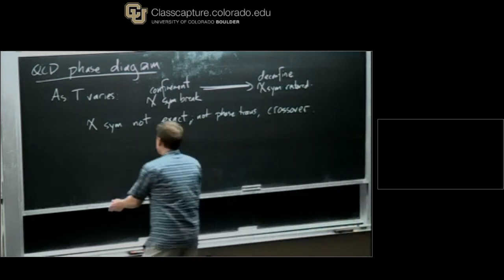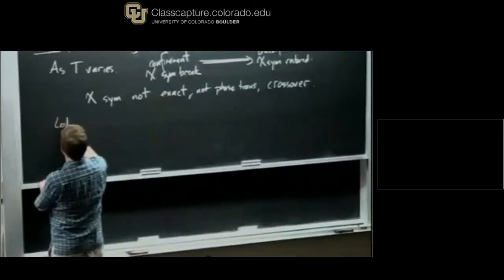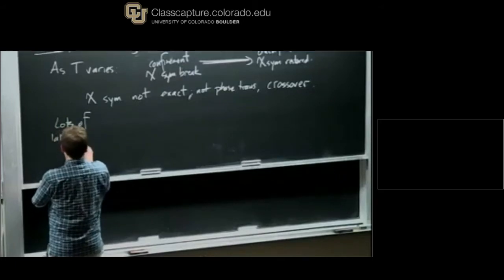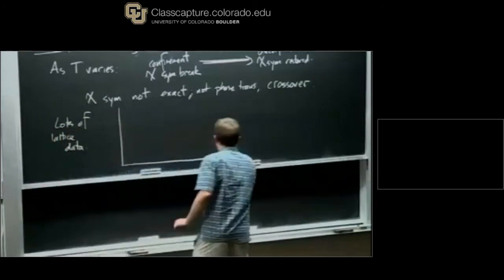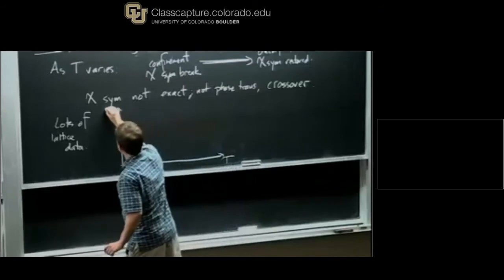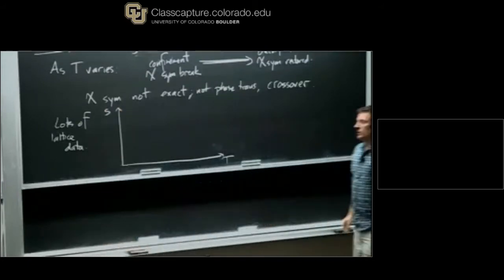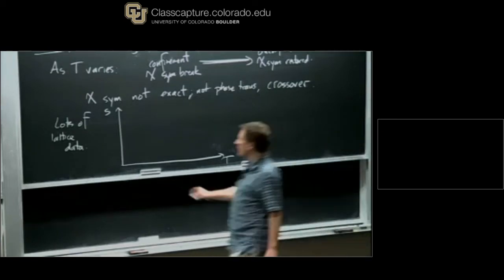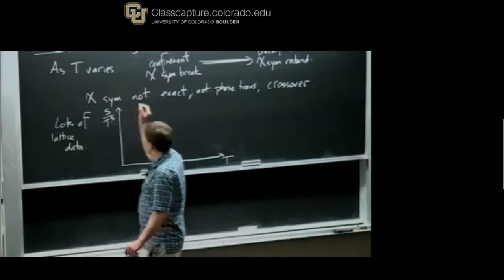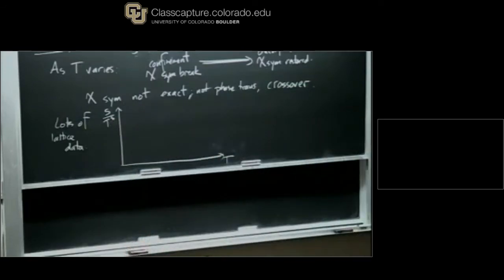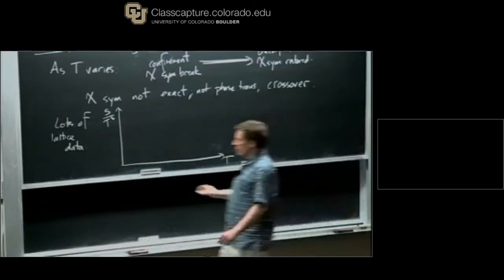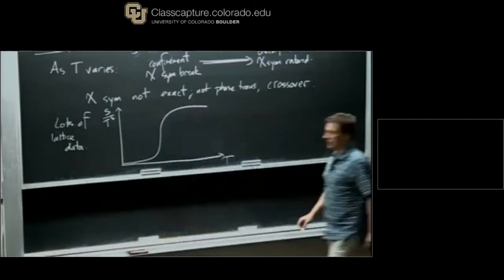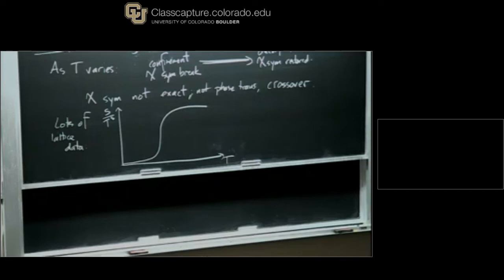So, for example, there's lots of lattice data calculating quantities like how, with temperature, the entropy density varies. Now, the entropy density actually has units because of the volume in the denominator. Let me calculate a dimensionless quantity by normalizing it by T cubed. And so if you calculate this on the lattice, you find that it's pretty low, and then suddenly it gets much bigger, and then it levels off. This is just a qualitative sketch.